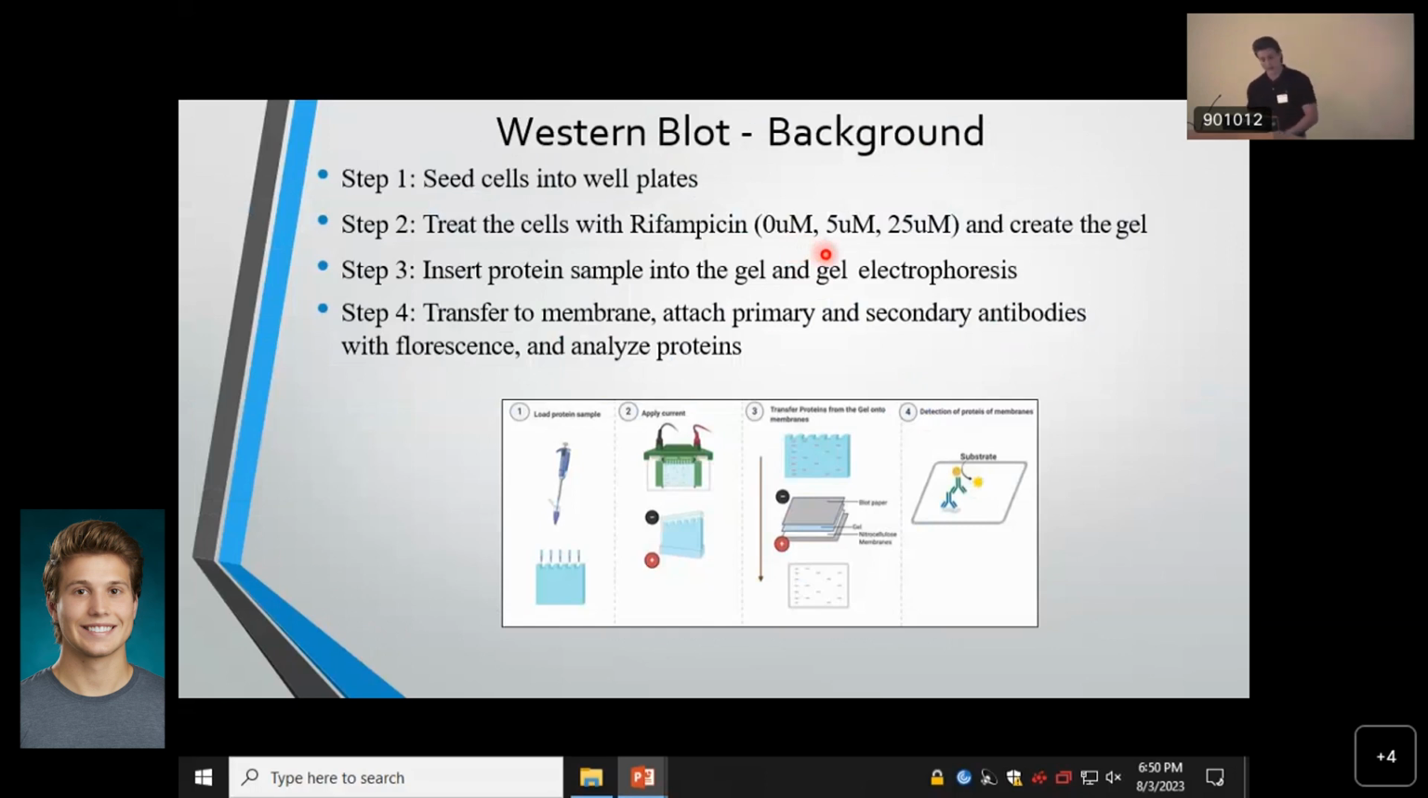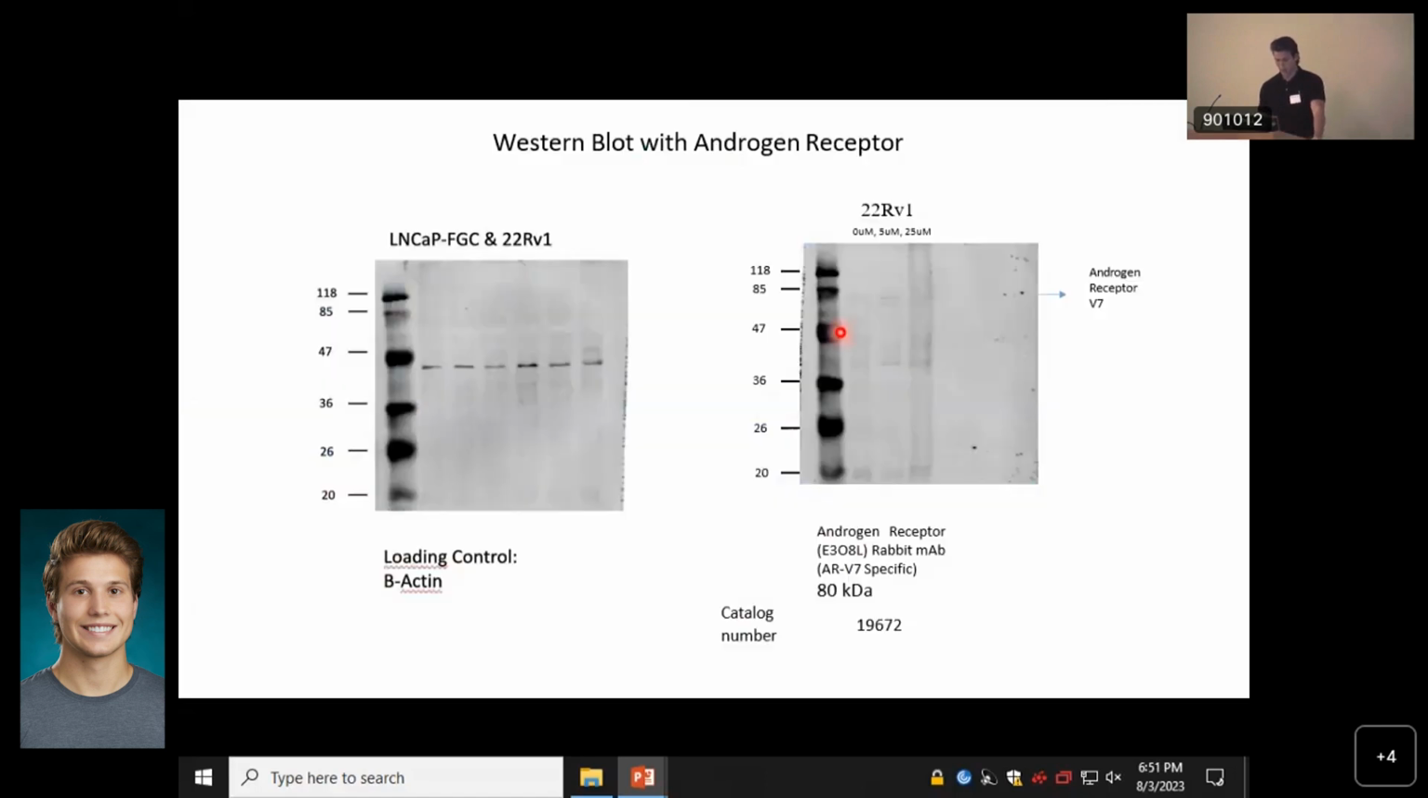and then the next day I would insert the proteins into the gel, do gel electrophoresis, and then I transfer that to a membrane, attach antibodies with fluorescence that could then be used to analyze the proteins. So this was my first results.